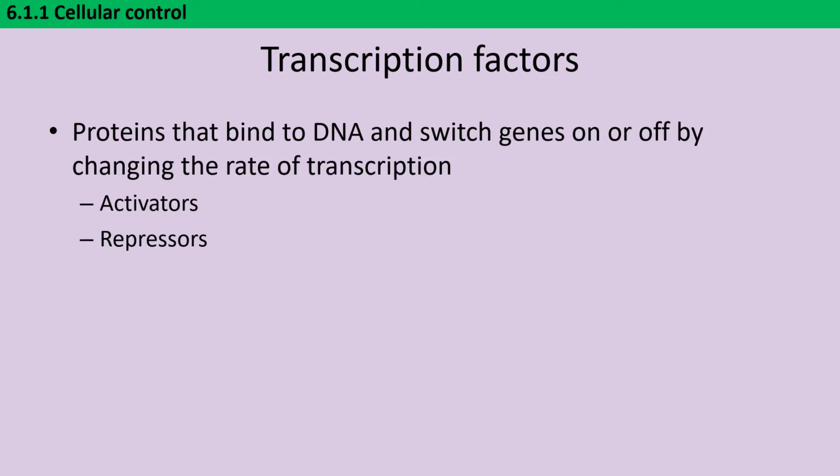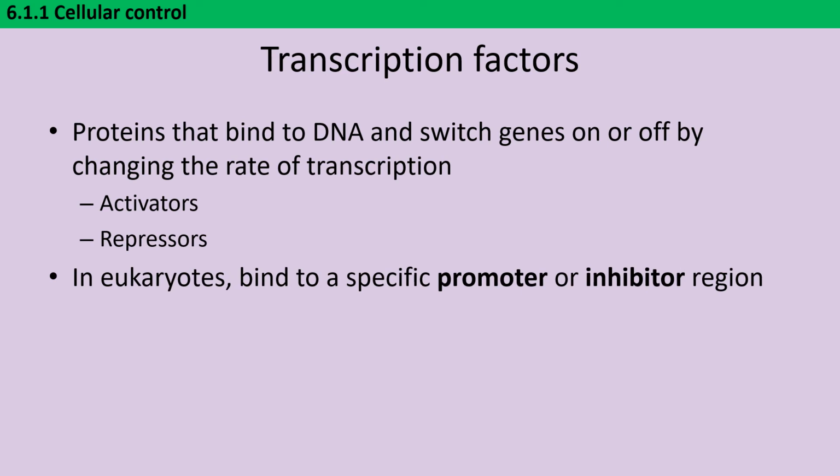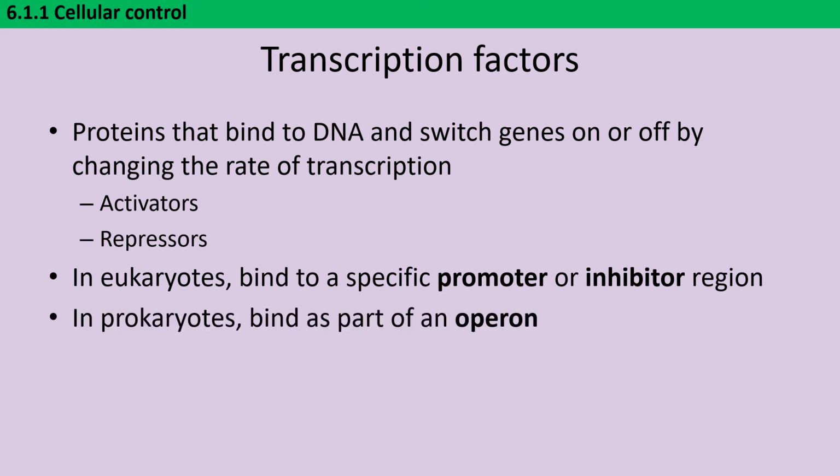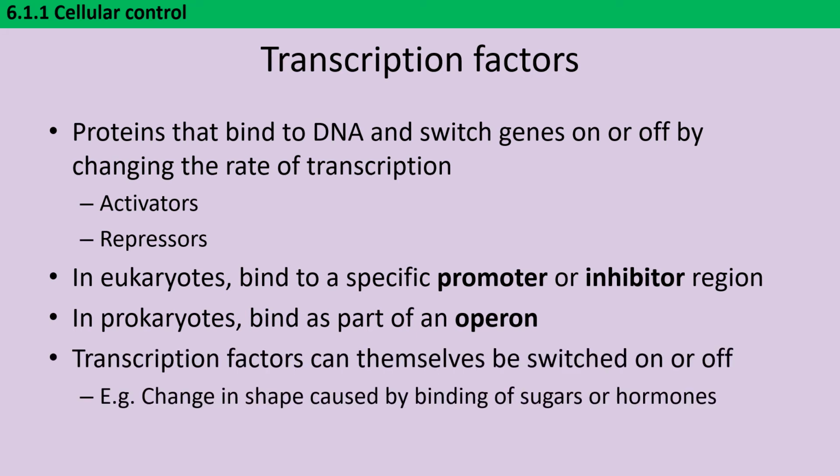There are 2 key types. Activators are going to increase the transcription and repressors are going to decrease the transcription. In eukaryotes, these transcription factors will bind to a specific piece of DNA, and if it's an activator transcription factor, then we call that piece of DNA a promoter, and if it's a repressor, then we call it an inhibitor. And usually it's geographically very close to the gene that it's going to control. In prokaryotes, we have a similar system, but using something called an operon, which we'll look at in a second.